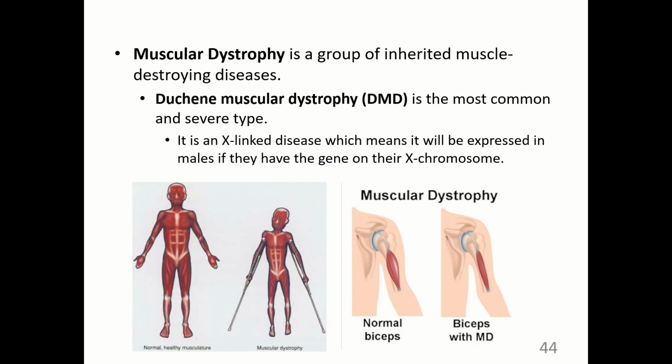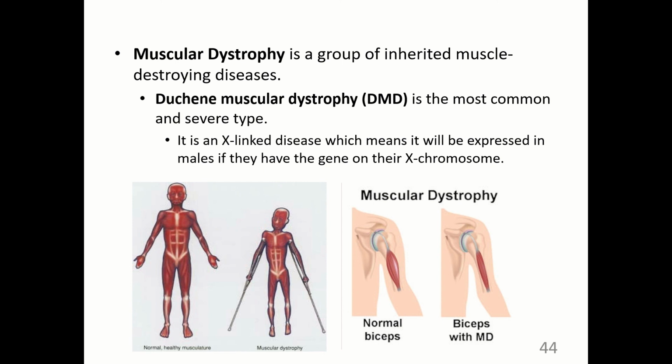Muscular dystrophy is a group of inherited muscle-destroying diseases. Duchenne muscular dystrophy, abbreviated DMD, is the most common and severe type. It is an X-linked disease, which means it will be expressed in males if they have the gene on their X chromosome.